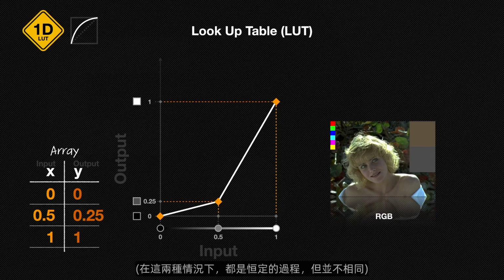In both cases, constant progression, but different. And that doesn't look physically plausible. The reason the linear interpolation here is not working well is because we don't have enough density of data. I mean, the number of keys in the array to populate the LUT.